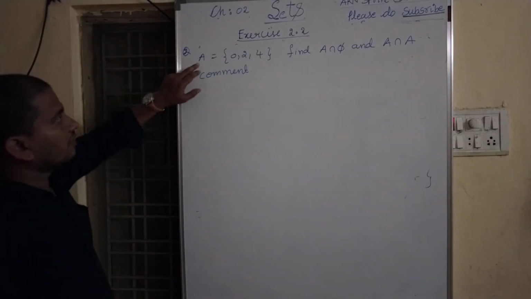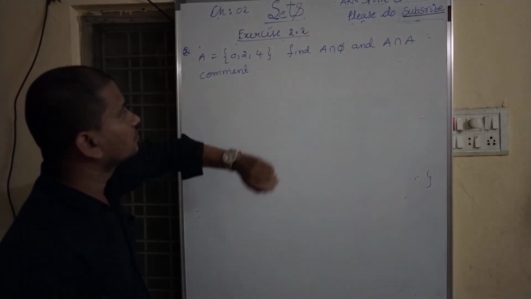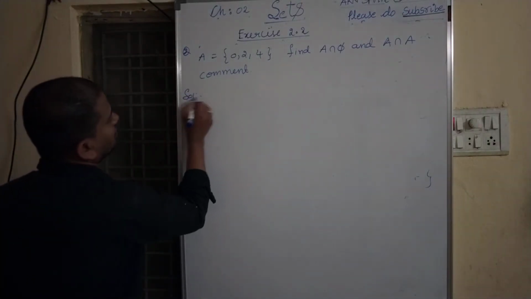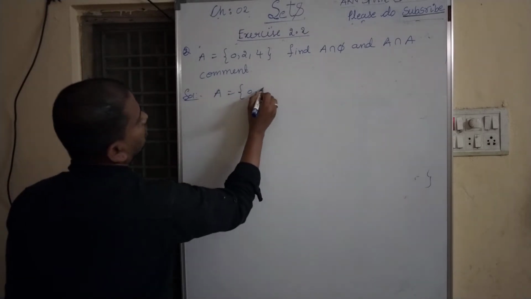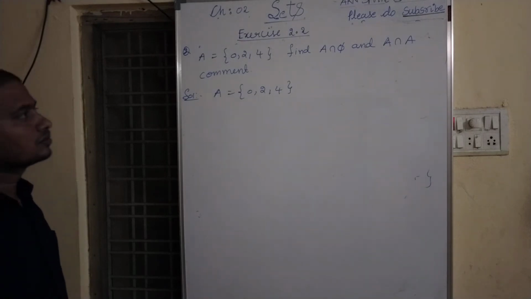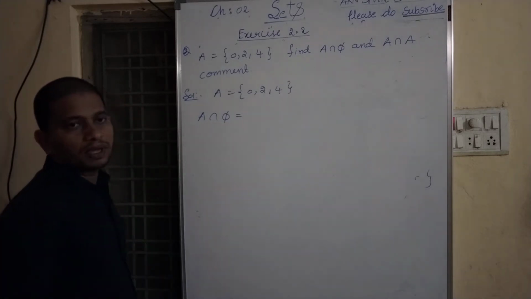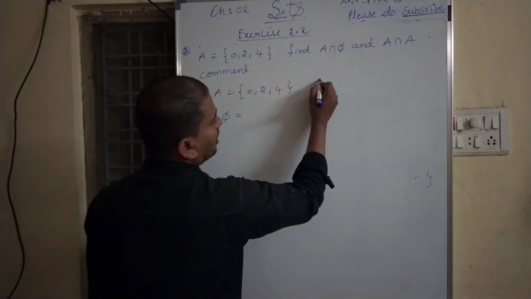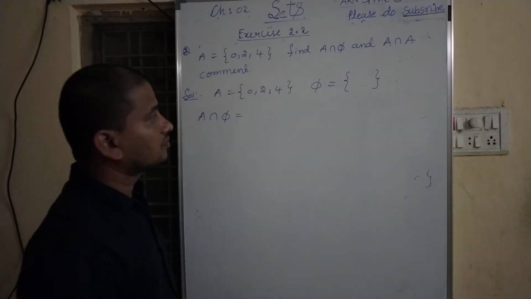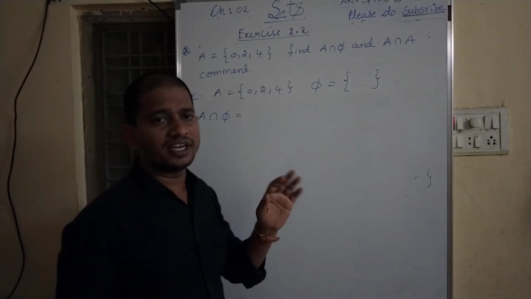What is given? Given A equal to the set of elements 0 to 4. First one we have to find A intersection pi. So solution, given A equal to 0 to 4. We have to find out A intersection pi. What do you mean by pi? Pi is an empty set, a set which does not contain any elements.